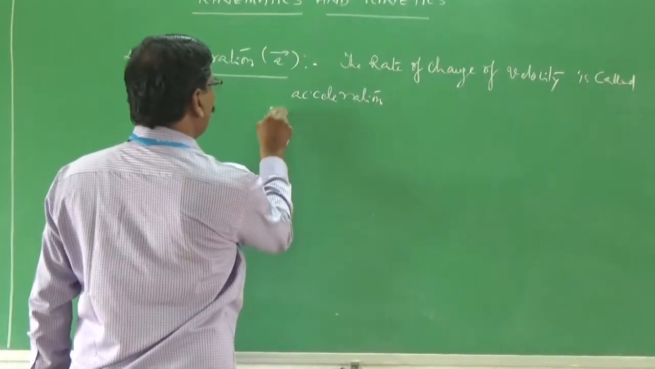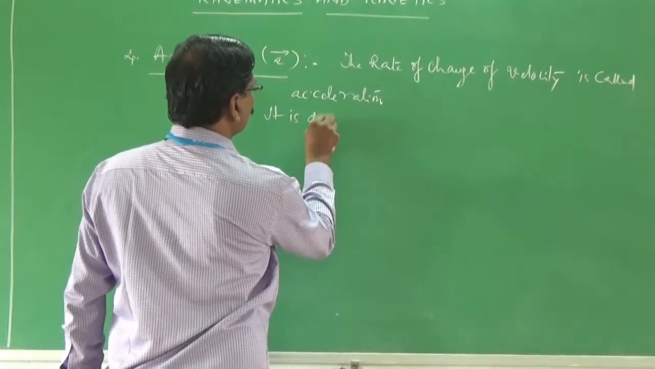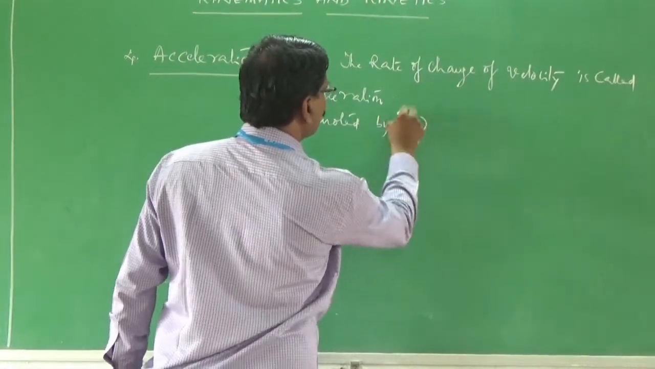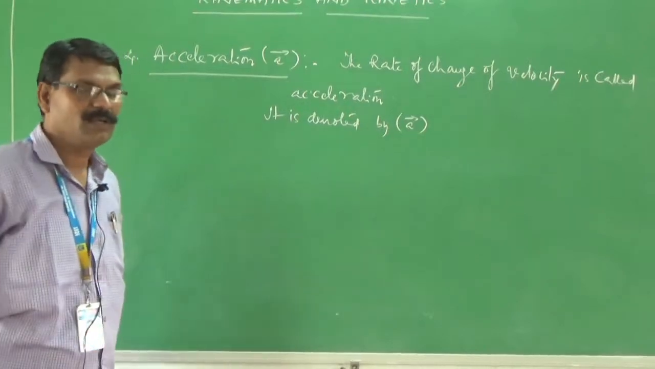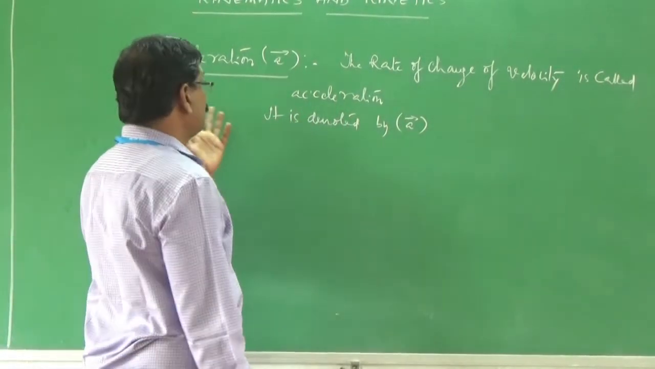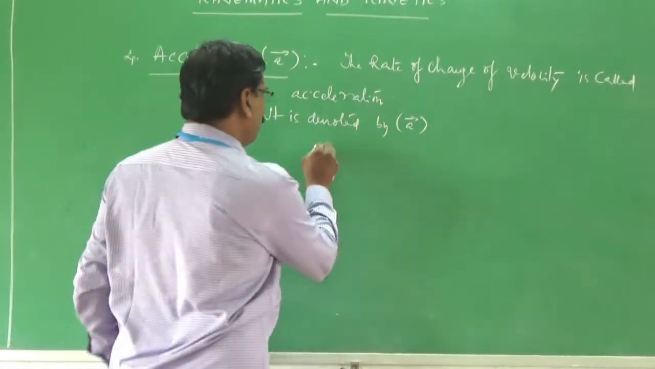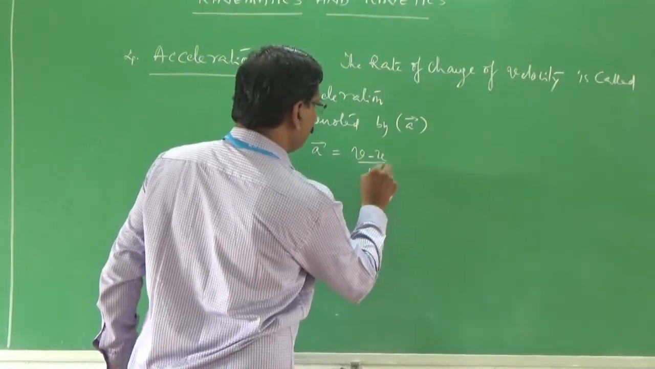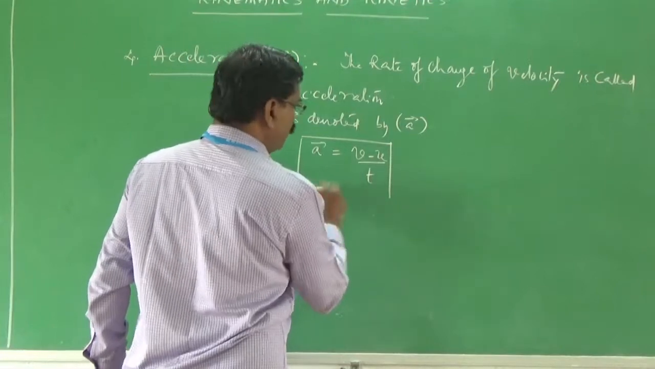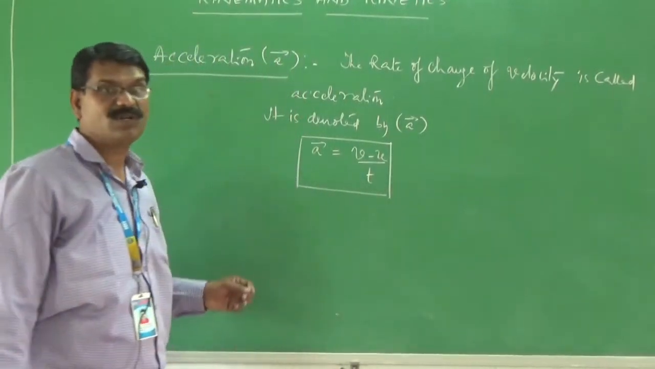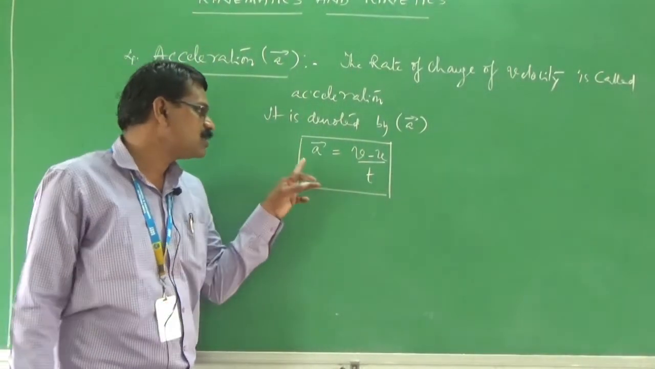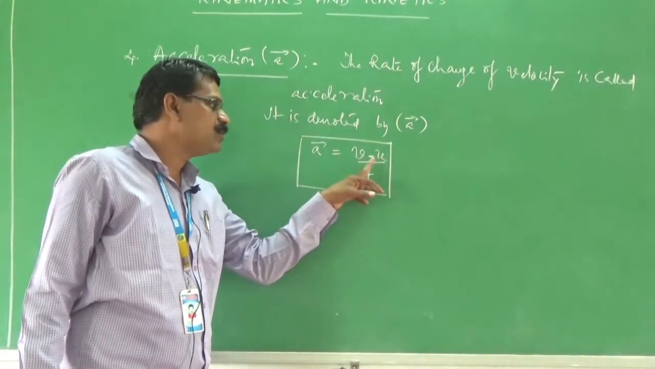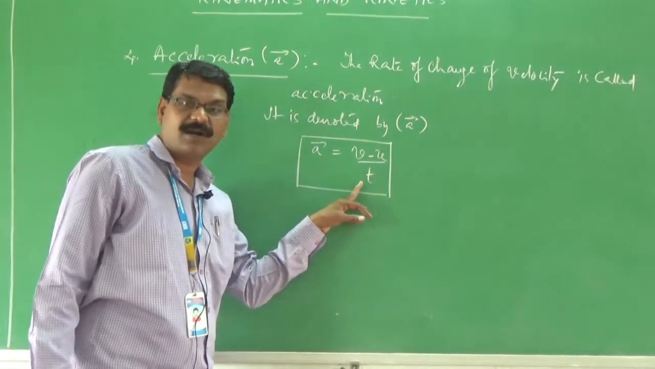It is denoted by A bar, which is also a vector quantity. In mathematical representations, how could we represent this acceleration A bar? Let us see this. A bar is equal to (V minus U) by T. So, this was the fundamental mathematical form towards explaining acceleration. That means A bar is equal to (V minus U) by T, where V is called final velocity, U is called initial velocity, and T is called time.